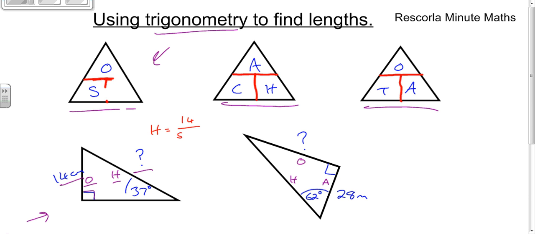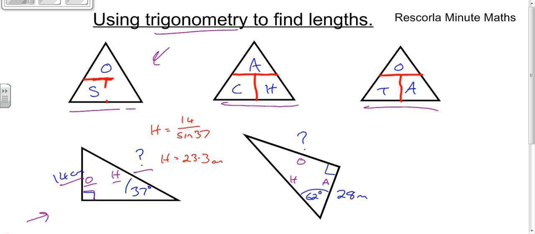Now S stands for sine, which is the sine button on the calculator. So sine of the angle. So 14 divided by sine 37. If we do that, 14 divided by sine 37, we get 23.3. So the hypotenuse equals 23.3 centimeters.